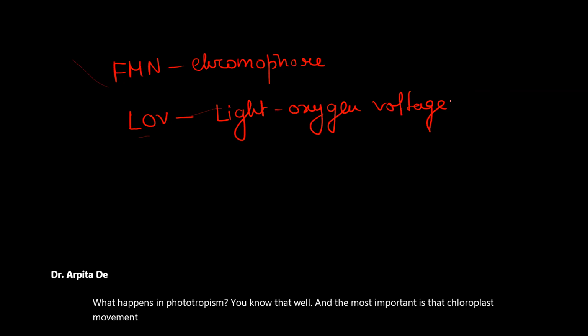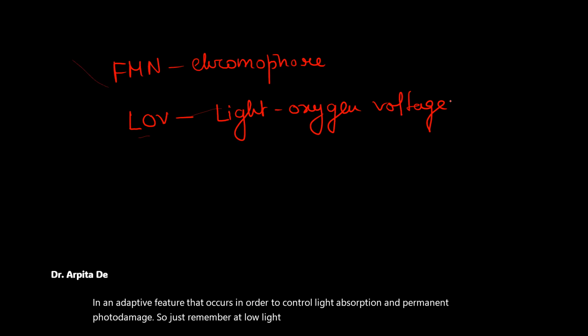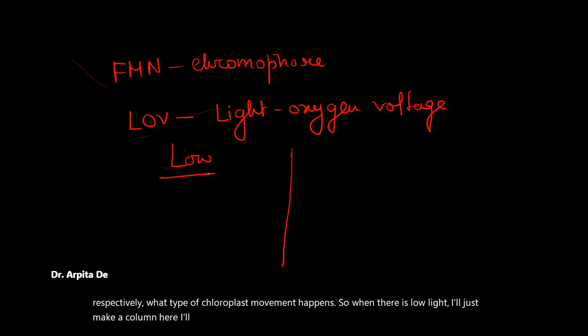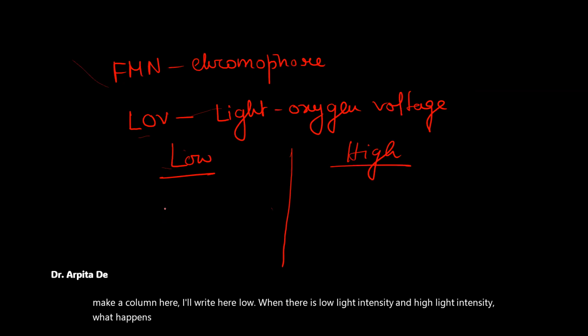In leaves, it is an adaptive feature that occurs in order to control light absorption and prevent photo damage. So just remember at low light intensity and high light intensity, what type of chloroplast movement happens respectively. So when there is low light, I'll just make a column here, I'll write here low. When there is low light intensity and high light intensity, what happens?